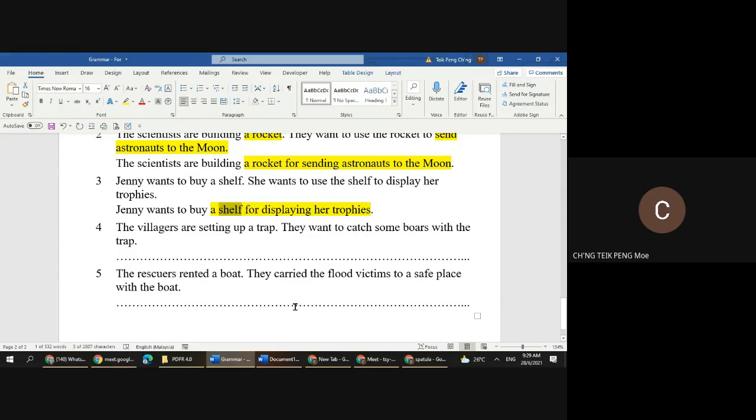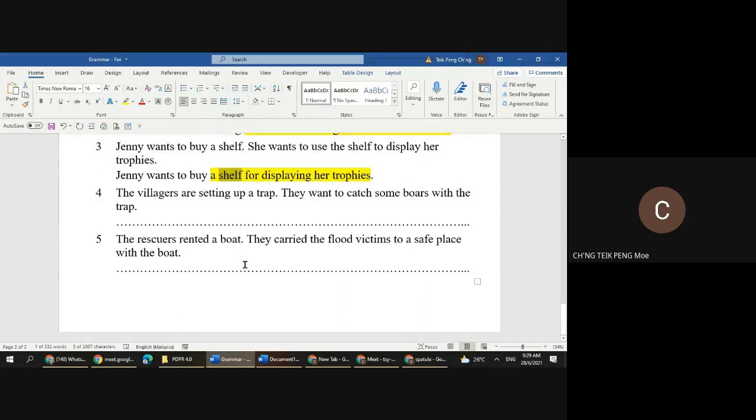dinding. Okay, number 4, the villagers are setting up a trap. They want to catch some boars with the trap. Okay, now we want to talk about the function of the trap, right? Okay, the function of the trap is to catch some boars.